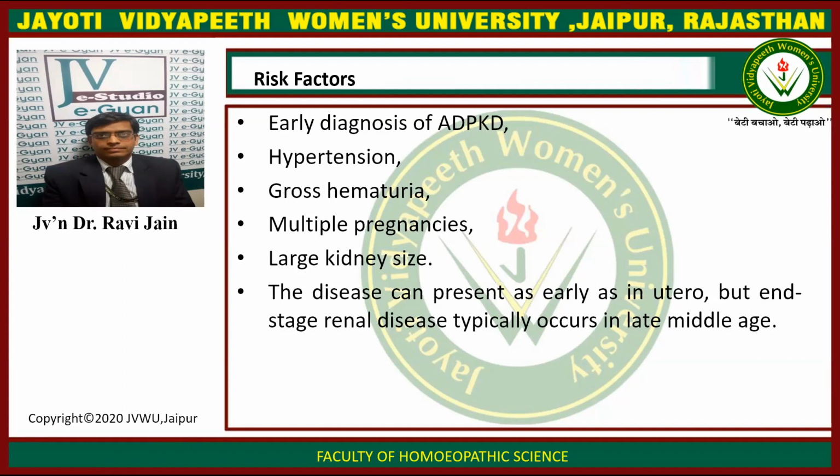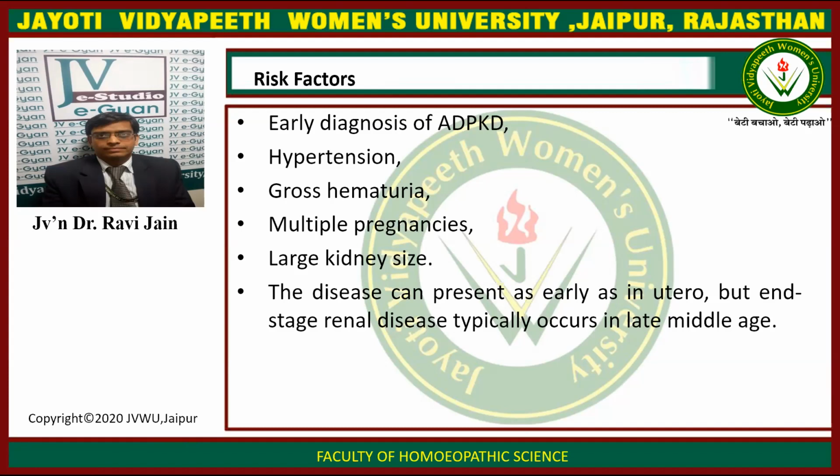So what happens? How does the person acquire this polycystic kidney disease? What are the different risk factors? Who are the people at greater risk of getting affected by polycystic kidney disease? So early diagnosis of ADPKD. If a person is diagnosed with ADPKD in very early life, then there is a great risk of danger to his life. The patients with hypertension are at risk because hypertension can lead to kidney failure, or it can also lead to cardiovascular failure.